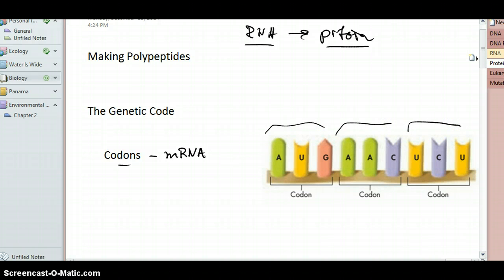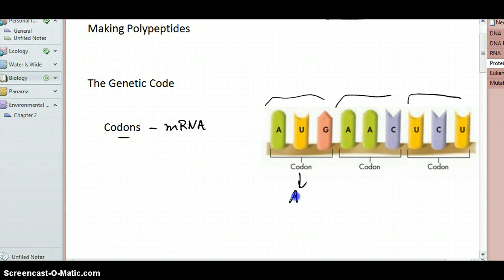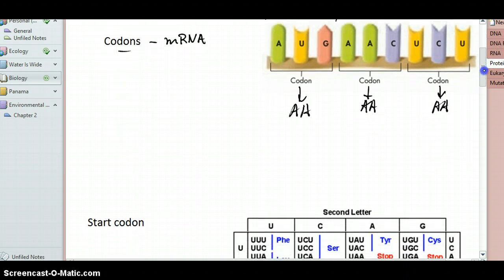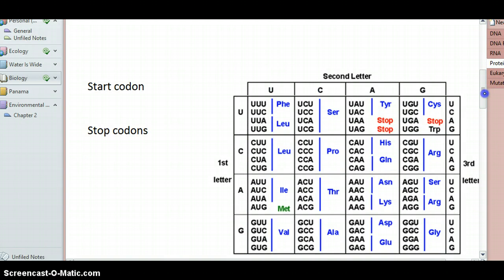And these codons essentially embody the genetic code. The codons tell us which amino acid is going to go in this position on our protein, which amino acid is going to go here, and which amino acid is going to go here. So essentially a codon codes for an amino acid. And here is the genetic code.